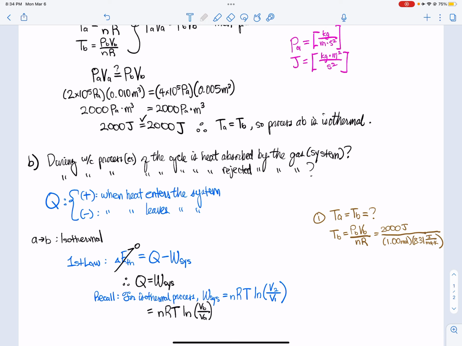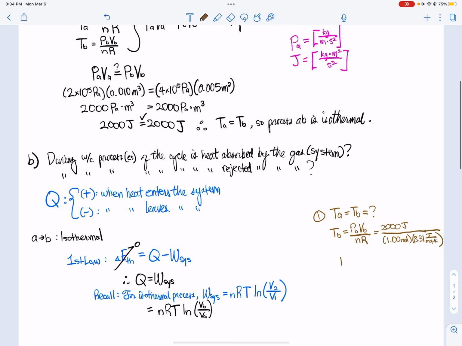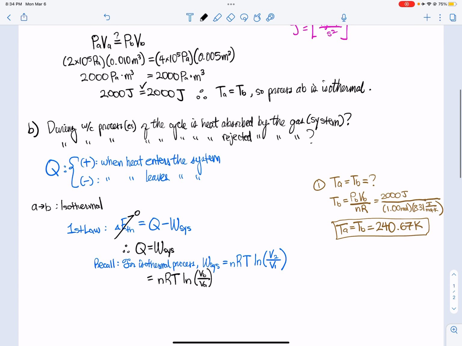Okay. So if we do that, we would find out that, oops, that should be brown, TA equals TB, right? Because that's what we found out in part A, which is equal to, plug that in your calculator, cancel out the units, 240.67 Kelvin, okay? All right, now back to our original problem.